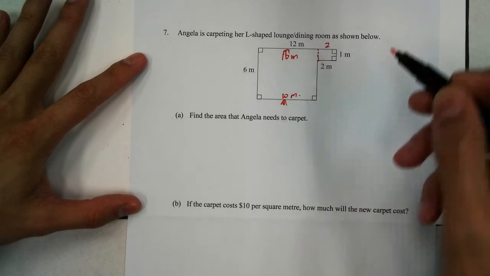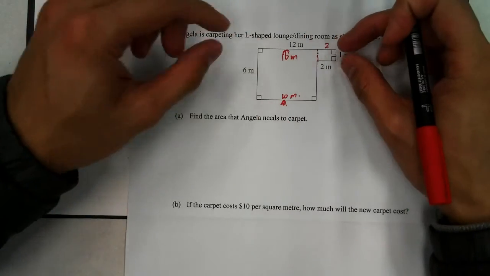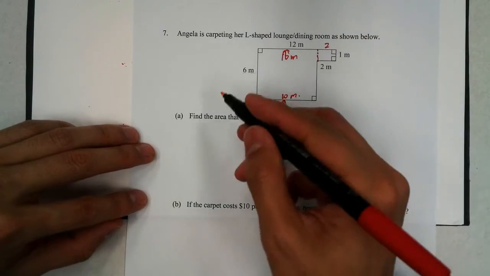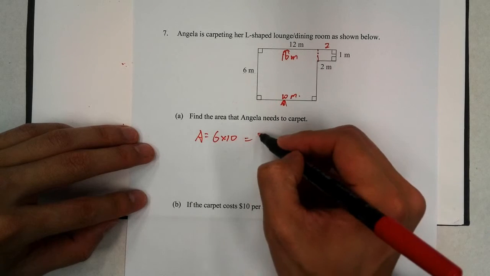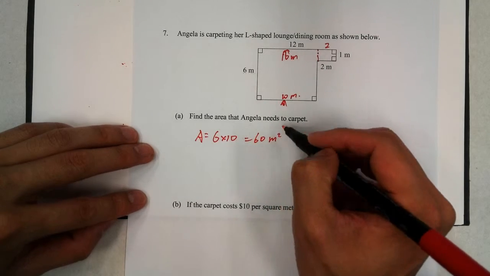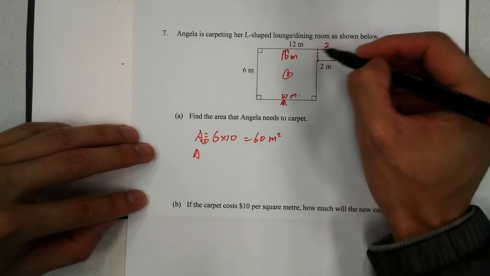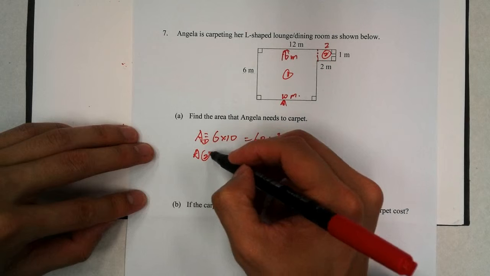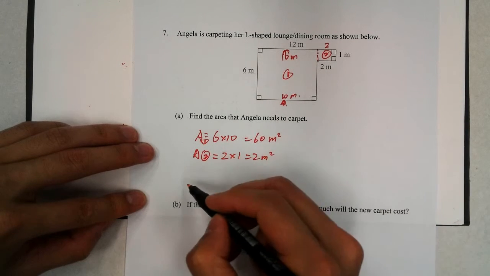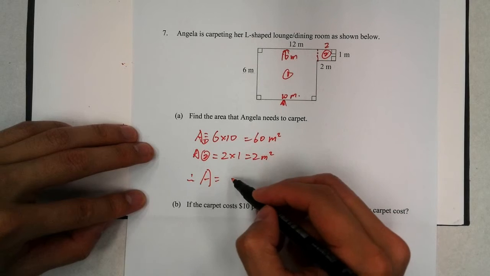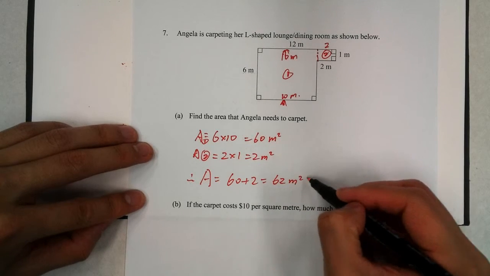10 meters. So now the area should be the bigger rectangle plus the smaller rectangle. The big rectangle is 6 times 10, which is 60 meters squared. The smaller one, okay, I put A1, this A2, is equal to 2 times 1, which equals 2 meters squared. Therefore the total area is equal to 60 plus 2, which is 62 meters squared.